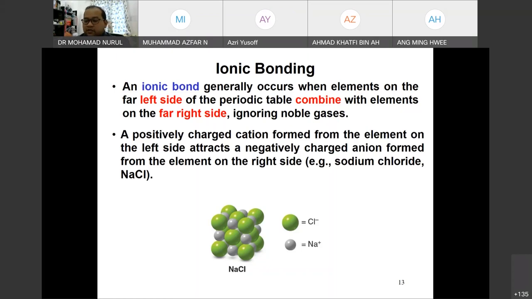For example, the easiest one is sodium chloride. Don't draw sodium chloride like this, it's totally wrong. It should be like this, or like this. I'm quite fussy about how you draw the structures. For example, if you accidentally drop a pen during the exam, I assume this is one electron. Or if you accidentally draw like this, it gives the meaning to me of a negative charge. So be careful when you draw the structures.